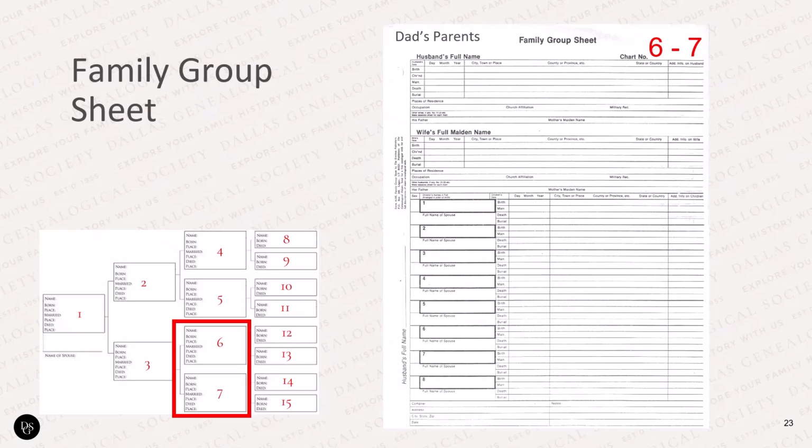And if I do family group sheets for other portions of the tree and other members of the family, I would just use the appropriate number up there again in the chart number area.